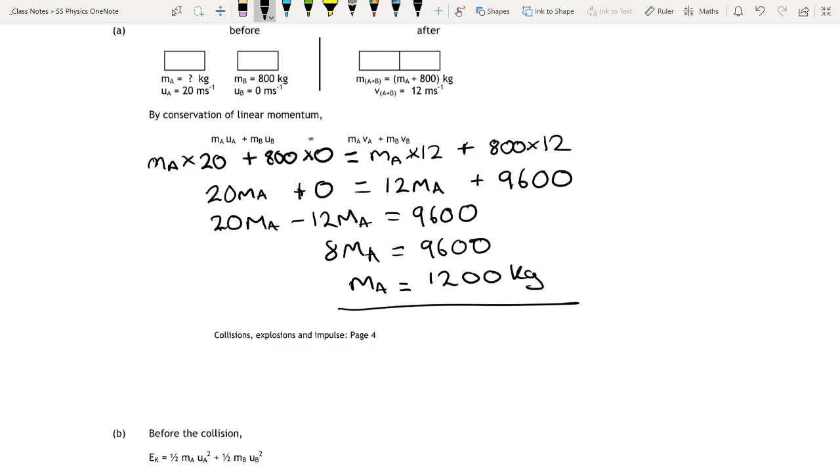Part B asks us to prove that the collision is inelastic. So remember, in an inelastic collision, kinetic energy before does not equal kinetic energy afterwards. So what we need to do is find the kinetic energy before, and find the kinetic energy afterwards. Do they equal? Write a statement saying they do or do not equal. So you guys have a go. I can start on that one. So before the collision and after the collision.